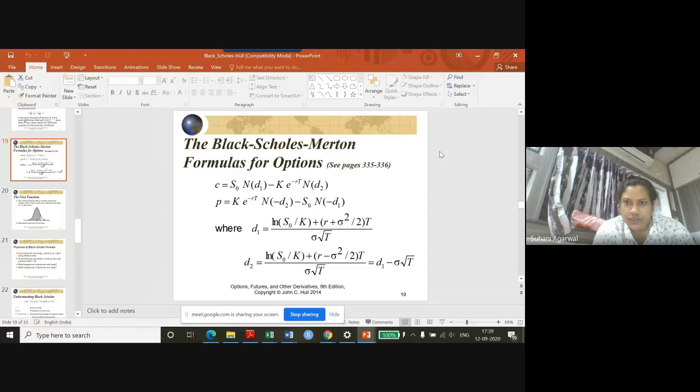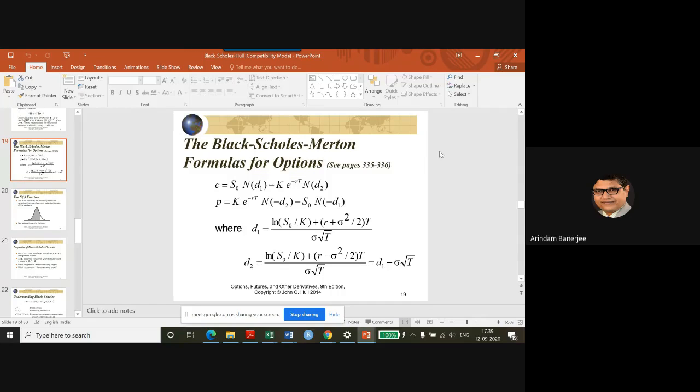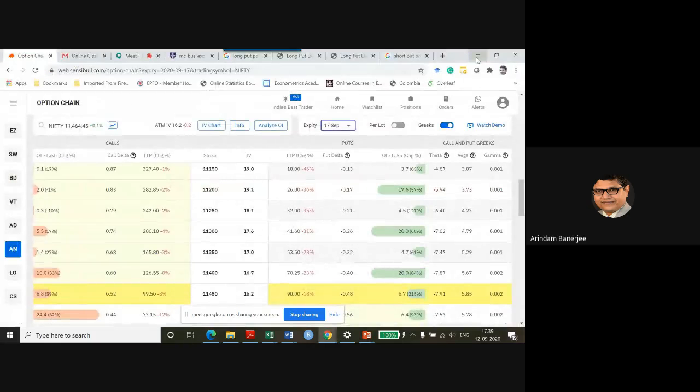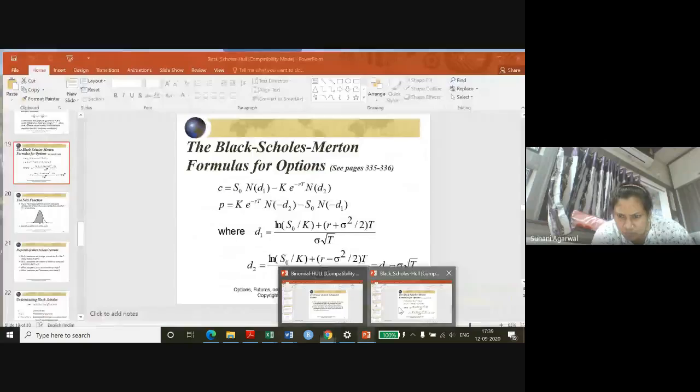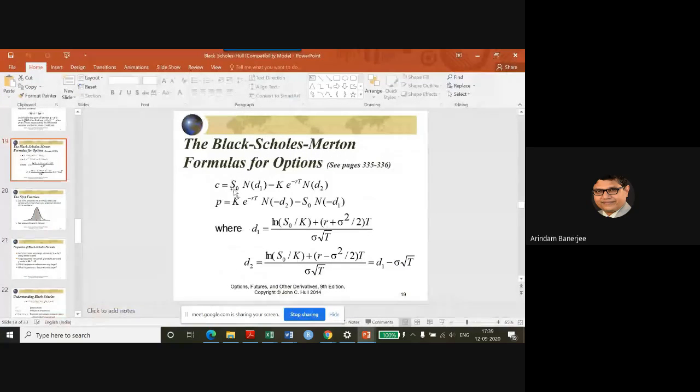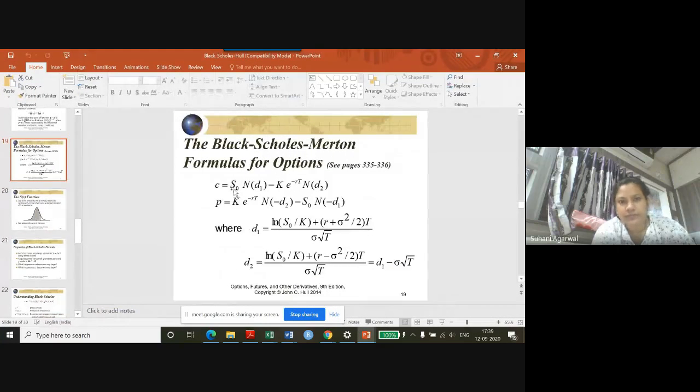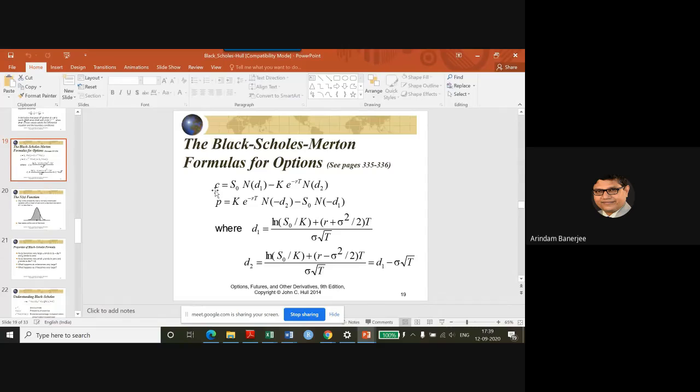One more: with increase in dividend paid, the value of the call option will decrease. When the dividend is paid, S naught will decrease. In the formula, S naught is in the numerator, so it will have an impact on the call.